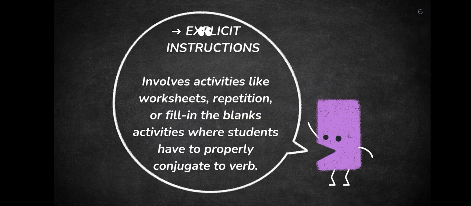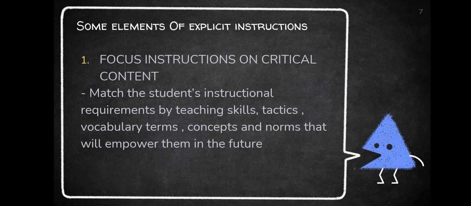So exactly. Here are some elements of explicit instruction. First is to focus instruction on critical content. By the way, these elements are both accessible to teachers and have impact on student learning. We'll now look at each element and its characteristics one by one. So, the first one is focus instruction on critical content.